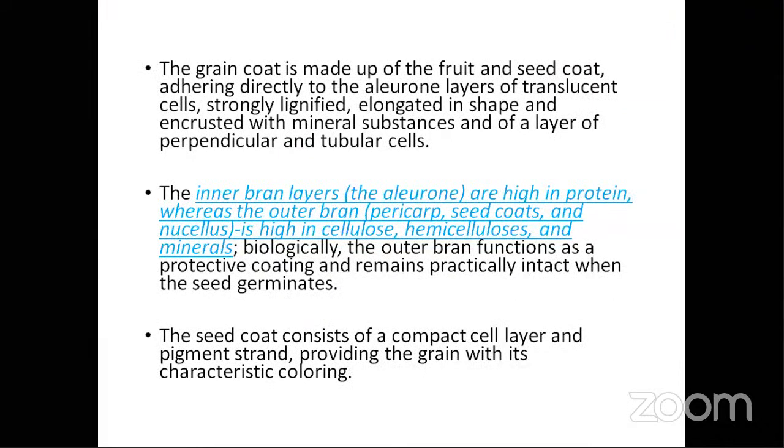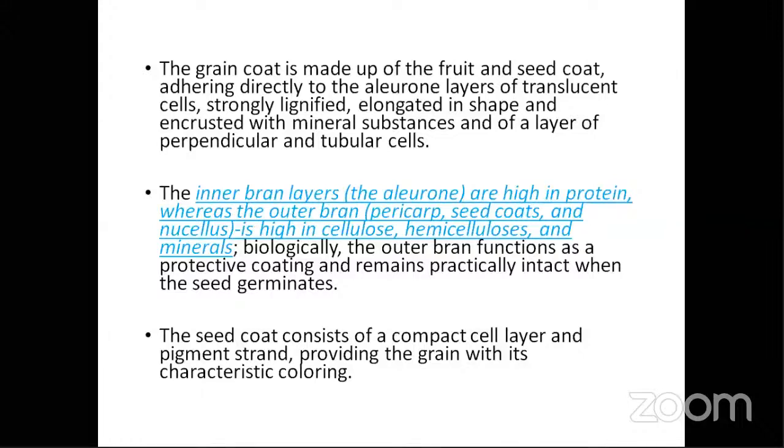So when we talk about the structure of the wheat grain, first thing comes the grain coat. This grain coat is made up of two things. One is the fruit coat and another one is the seed coat. And beneath the seed coat, there is the aleurone layer. The aleurone layer is preceded by the subaleurone layer, and thereafter the endosperm is present. These aleurone layers are quite rich in protein.